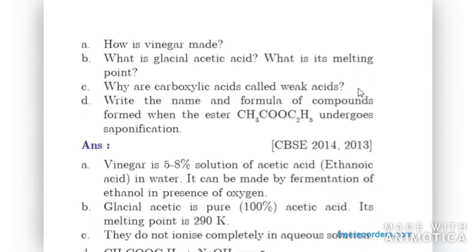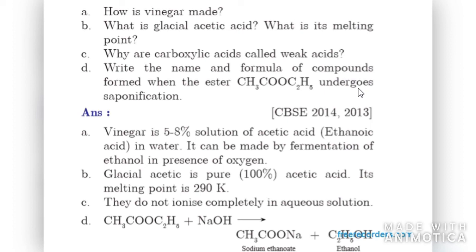Now moving on to next, it says how is vinegar made? So vinegar is actually a 5 to 8% solution of acetic acid in water. So they take ethanoic acid and put it into water, and it can also be made by fermentation of ethanol.